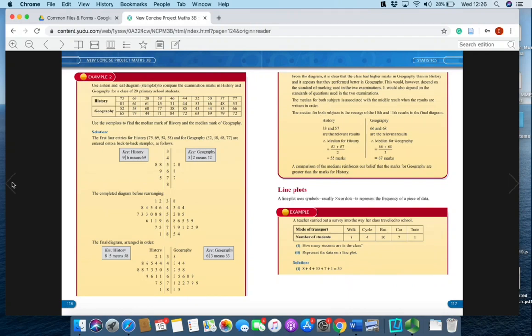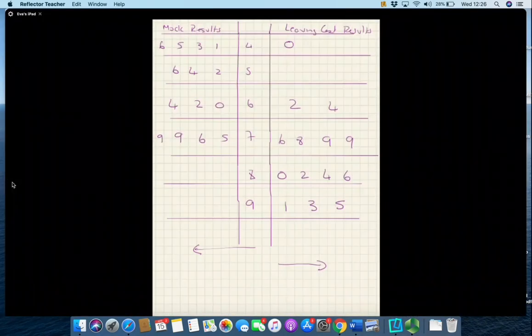Okay, so that's a back-to-back stem and leaf. You read left for the mock results, you read right for the leaving cert results. Sorry, I didn't realise I wasn't sharing.